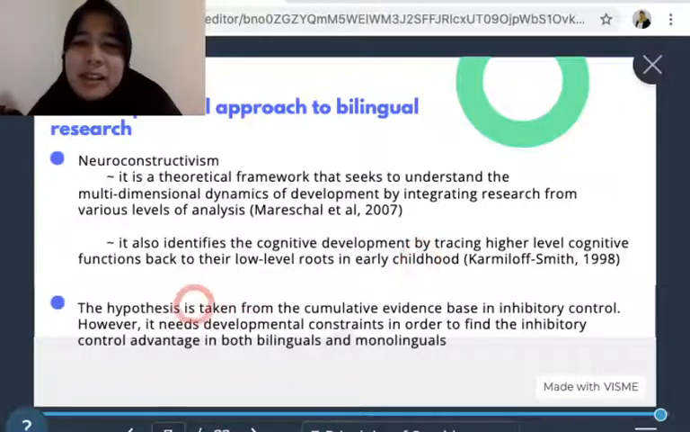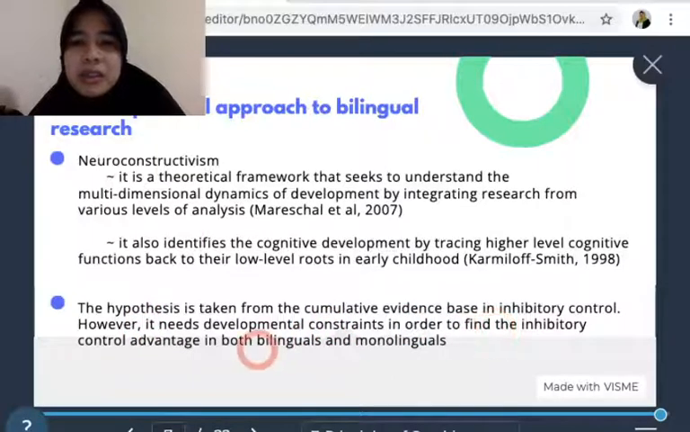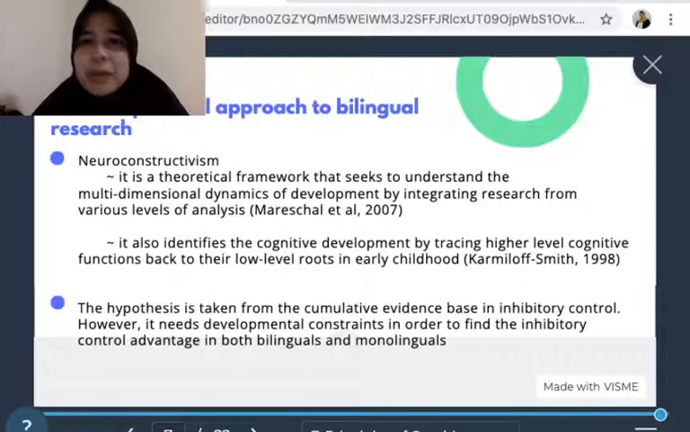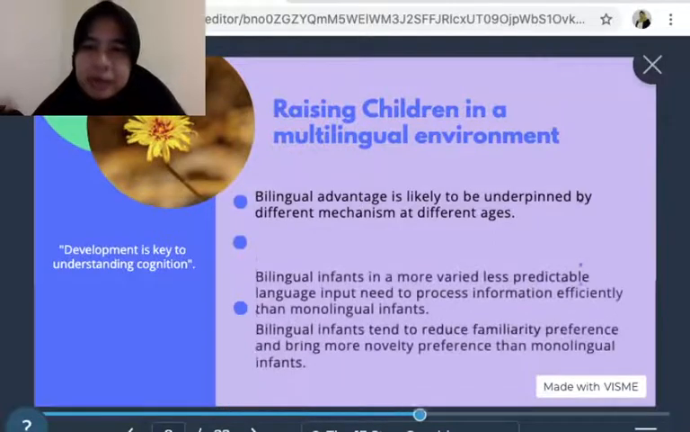Okay, the hypothesis is taken from cumulative evidence-based research and inhibitory control. However, it needs developmental constraint in order to find the inhibitory control advantage in both bilinguals and monolinguals. So the authors positively support the bilingual advantage hypothesis and also other techniques of bilingual research, but it is also important to have a developmental approach in bilingual research to make findings in cognitive competence more accurate.